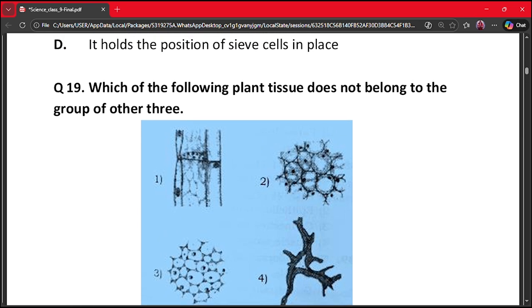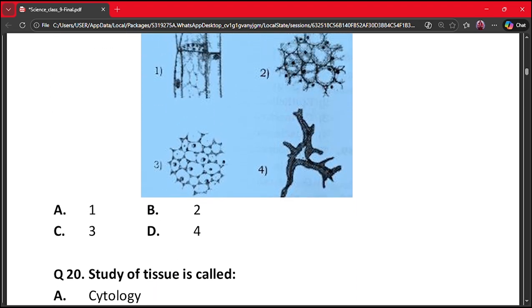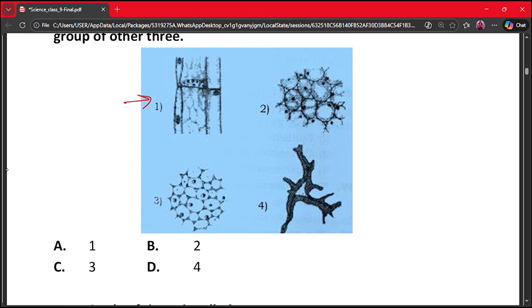Our next question is question number 19. Which of the following plant tissue does not belong to the group of other three? First, second, third or fourth. So the first image does not match the tissue type of the other three. So the correct answer is option A.